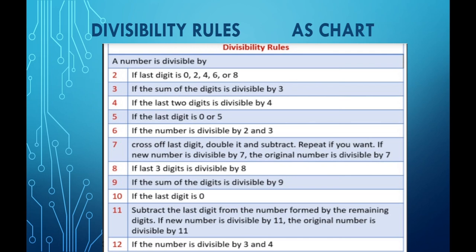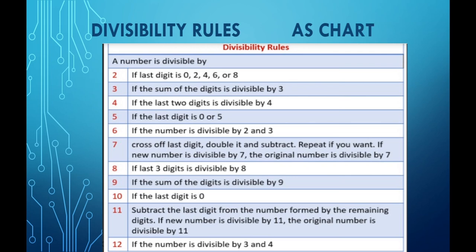Now, come to 8. If the last 3 digits are divisible by 8, then only the given number will be divisible by 8. Then number 9. If the sum of the digits is divisible by 9, then only you can say that the number is divisible by 9. And in case of 10, the last digit has to be 0 always. Then only you can say that the number will be divisible by 10.